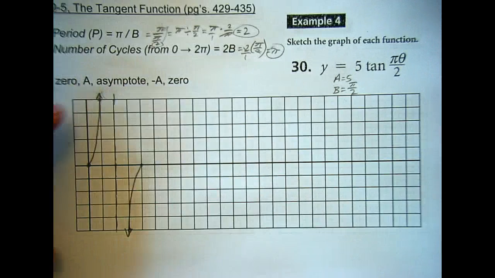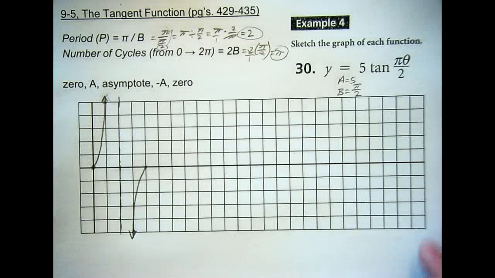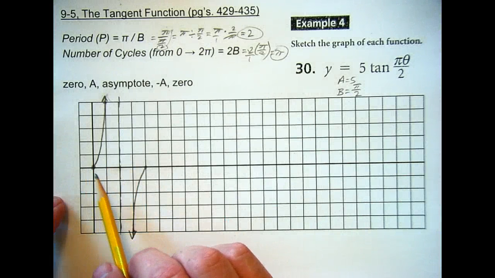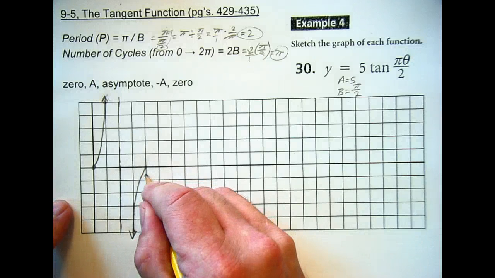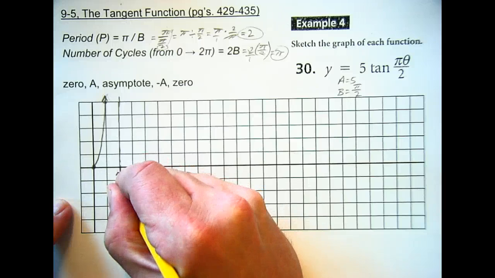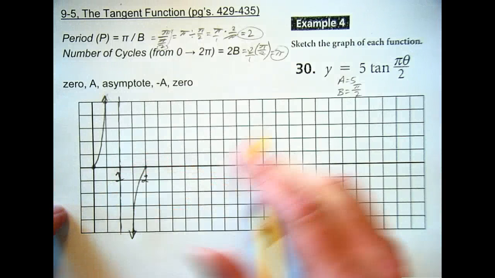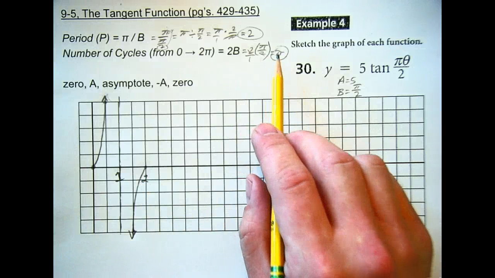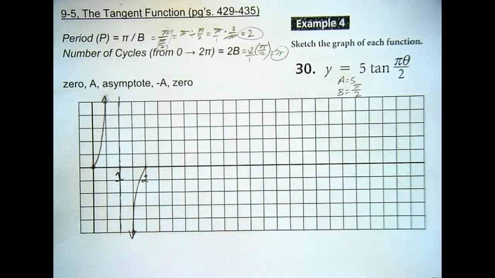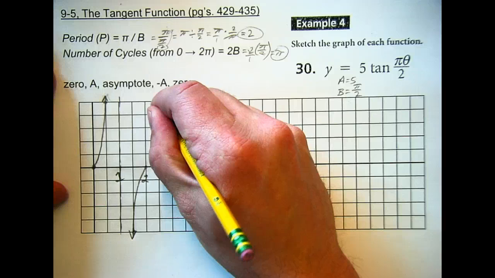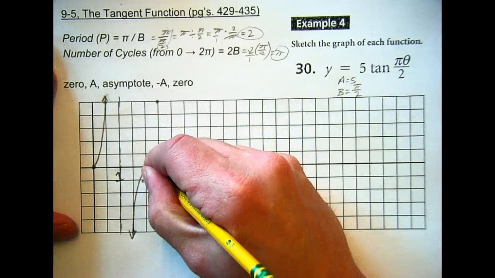Okay, what's the length of one cycle? It's 2. Okay, this is 1. By the way, it says our period is 2. That's how we know that. And then the number of cycles is pi. Pi represents what number? 3.14. So we're going to have about 3 cycles, a little more than 3 cycles.